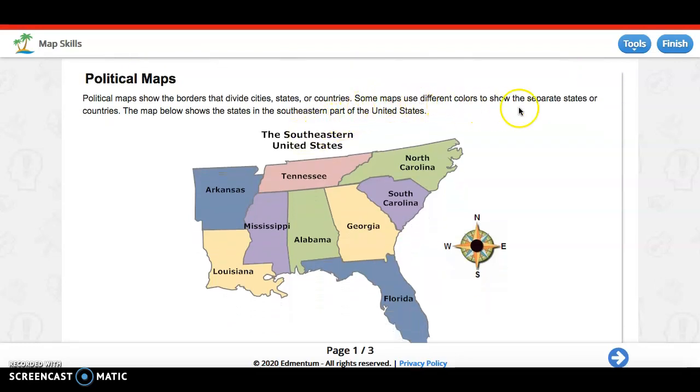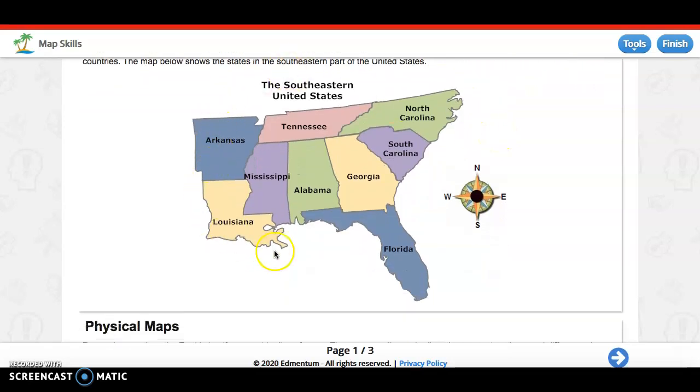Some maps use different colors to show the separate states or countries. The map below shows the states in the southeastern part of the United States. This might look familiar to some of you guys if you remember when we learned about the southeastern United States. So some of the names of these states might look familiar to you. Of course, this is only a part of the entire United States map.